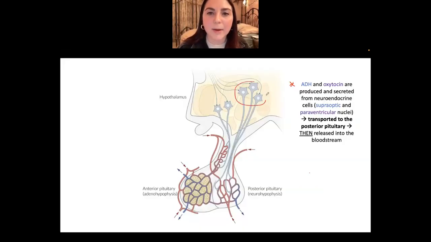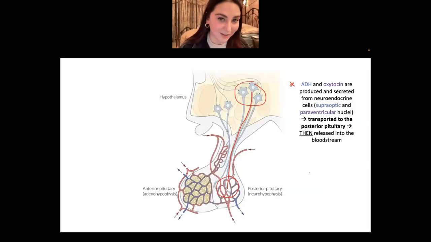So they're made here, right? They're made up in these neuron cell bodies. They're going to be transported all the way down to the posterior pituitary. They travel there, so they go through that infundibulum. And then they get released into the bloodstream all the way down here in the posterior pituitary.